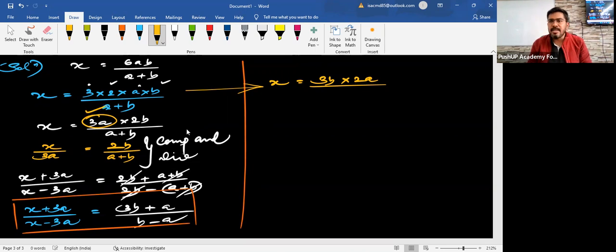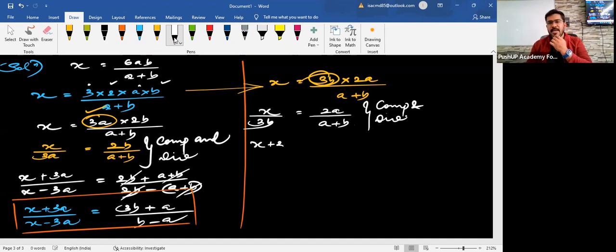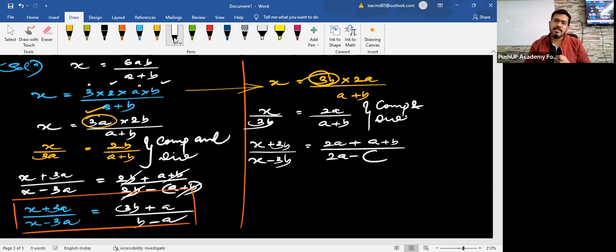See children, earlier I arranged 3 and a together so that I could bring that 3a from the right to the left. This time I'm arranging 3 and b together so that I can bring that 3b from the right side numerator to the left hand side denominator, divided by a plus b. So now let's bring 3b to the left. It becomes x upon 3b is equal to 2a upon a plus b. Now if I apply componendo and dividendo on this, don't you feel I'll get the value of x plus 3b upon x minus 3b? Yeah, I will get it. So x plus 3b upon x minus 3b is equal to 2a plus a plus b divided by 2a minus a plus b. Simplify it, children, and you will get the answer.